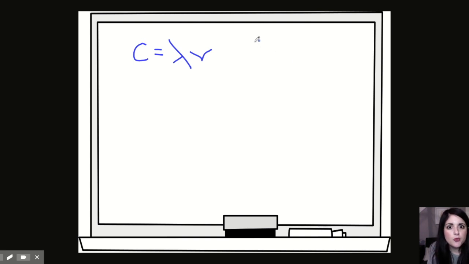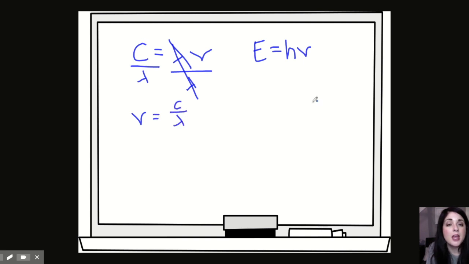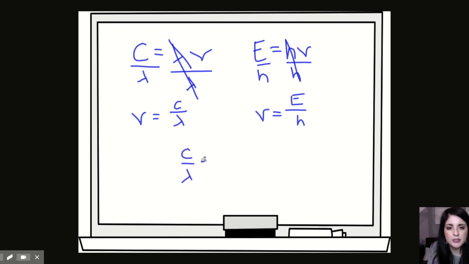So I have c equals lambda times nu, and we also have E equals h times nu. What I'm going to do is just solve both of these equations for the frequency. I'm going to divide both sides here by wavelength, and I have frequency is equal to c divided by lambda, and I'm going to divide both sides here by h. Let me erase that. There we go. So those cancel, and here I have that frequency is equal to energy divided by Planck's constant. I'm going to set these equal to one another because both of these equal the frequency. So c over lambda equals energy over Planck's constant.